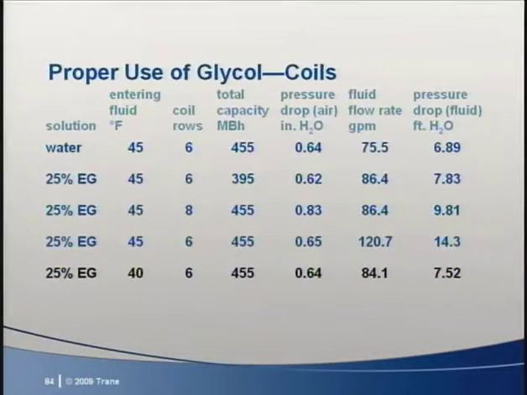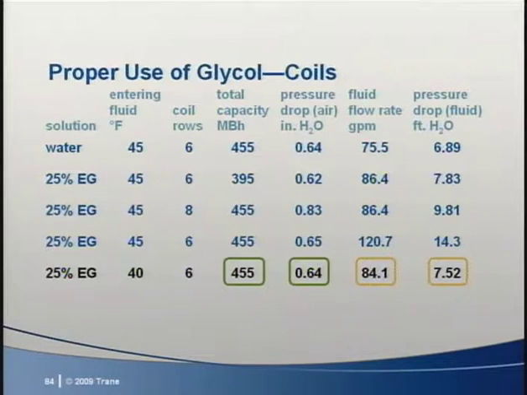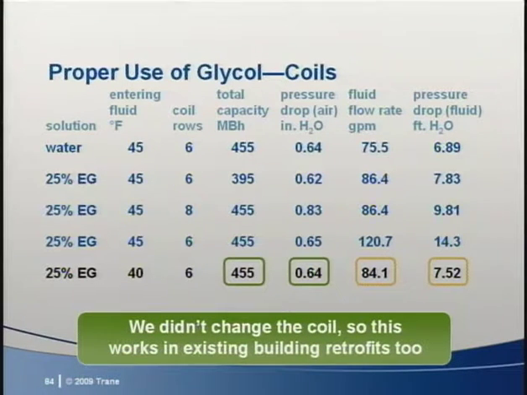Typically, the best approach for getting the capacity back is to decrease the coil entering temperature from 45 to 40. This option has no impact on the air side and a lower fluid flow rate than the previous 3 options. Reducing the entering fluid temperature has proven to be the least expensive in terms of both installed cost and energy cost. And this approach applies to both new installations and retrofit situations.